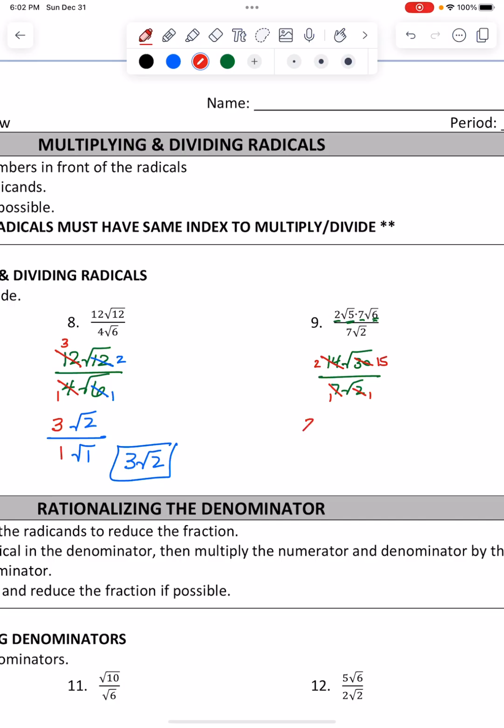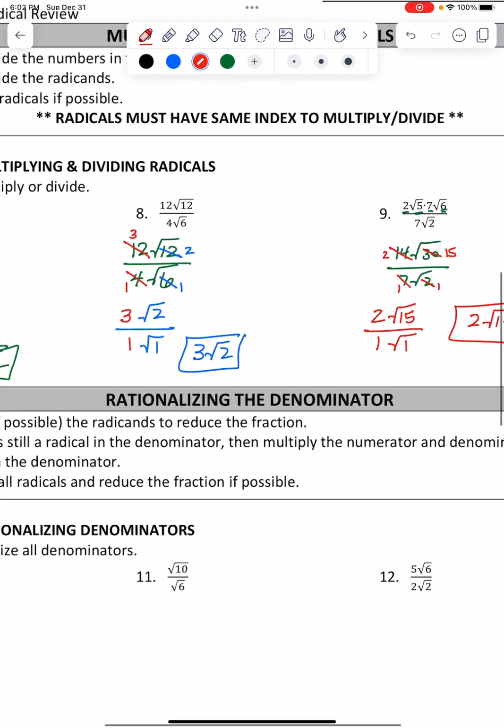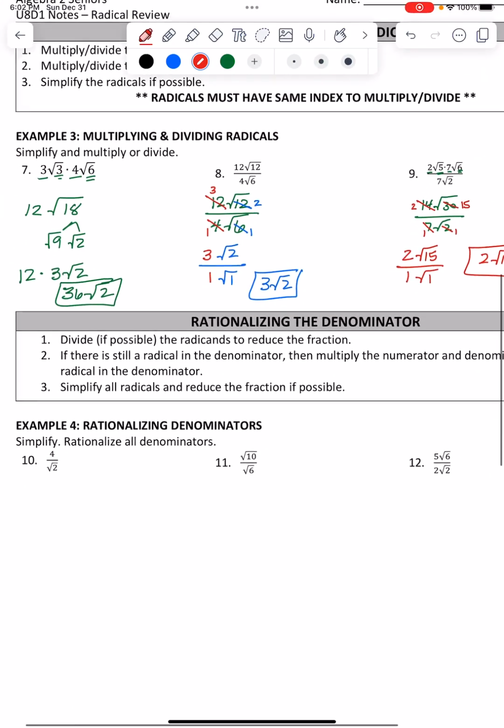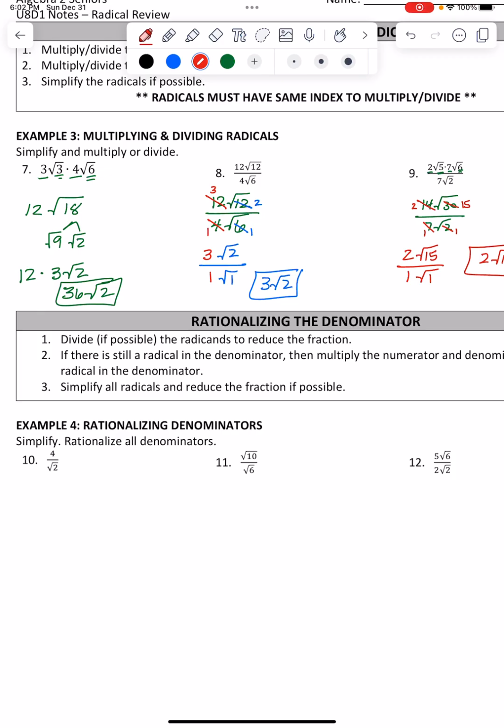So what we've got on the numerator, 2 square root of 15 over 1 square root of 1, which would just be 2 square root of 15. Right? And that's what we got. So that's how we're going to multiply or divide. Now, the issue again becomes when we have a radical left in the denominator, right? That's where we have to do what's called rationalizing the denominator.